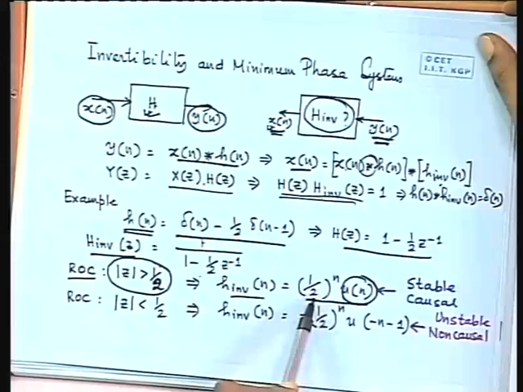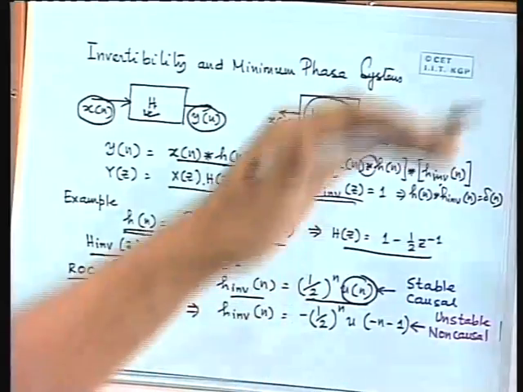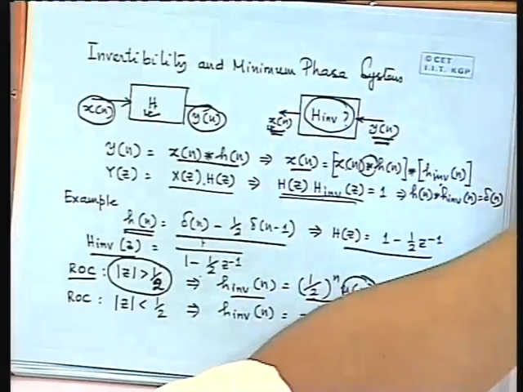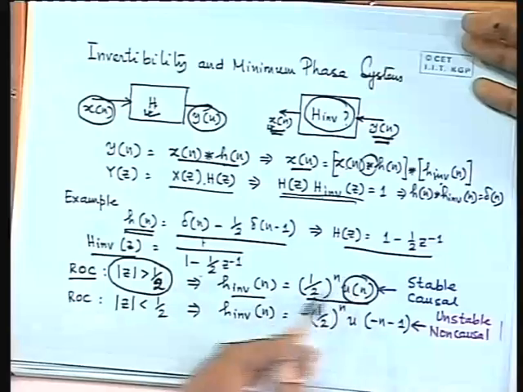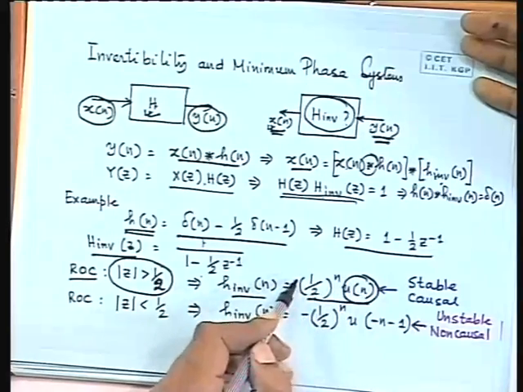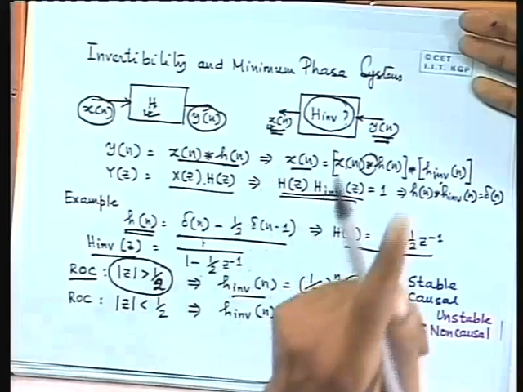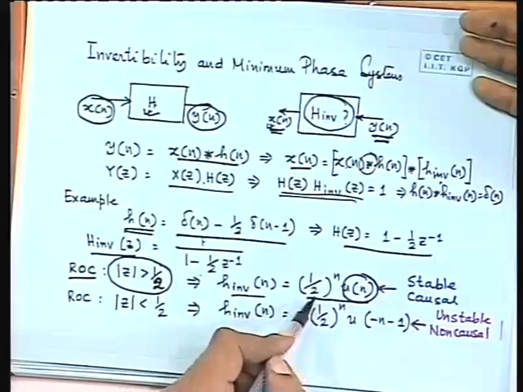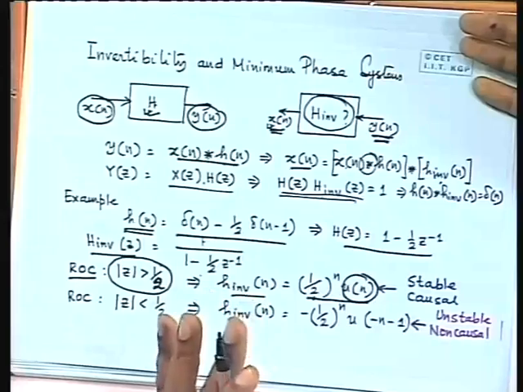u(n) is equal to 1 for n greater than or equal to 0, and it is 0 for n less than 0. So now what does it mean? First of all, see that it is half to the power n. So as n progresses, it comes down. So it is stable. Stable means if you evaluate the sum of mod h(n) up to infinity, this sum will converge. So the system is stable.